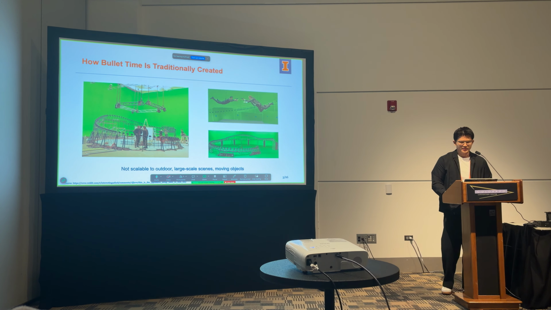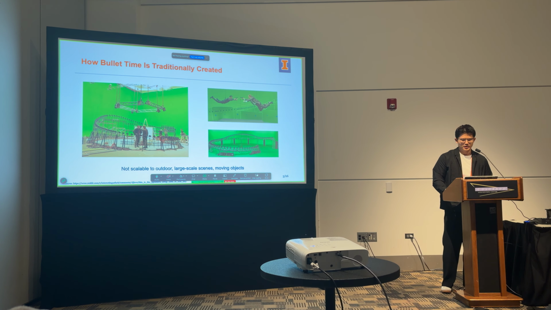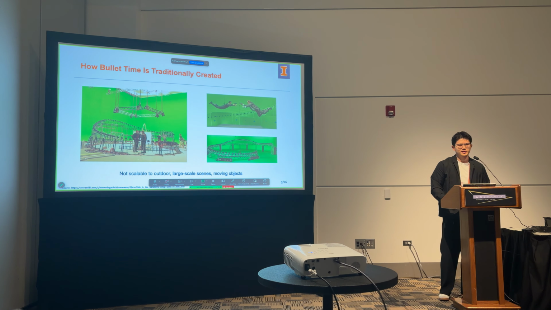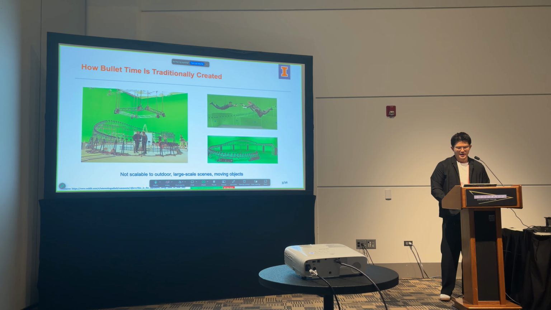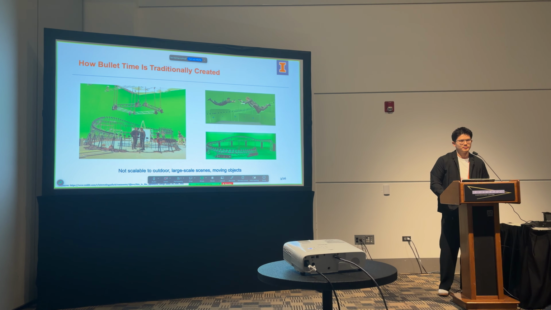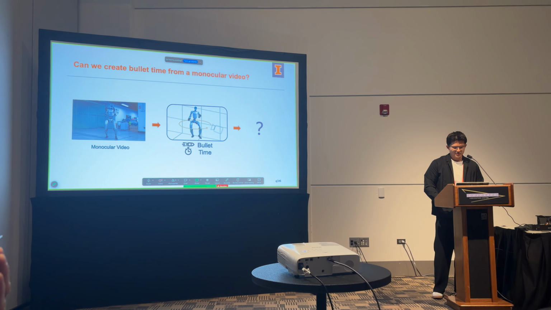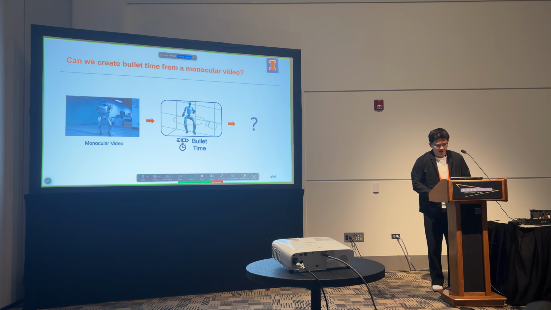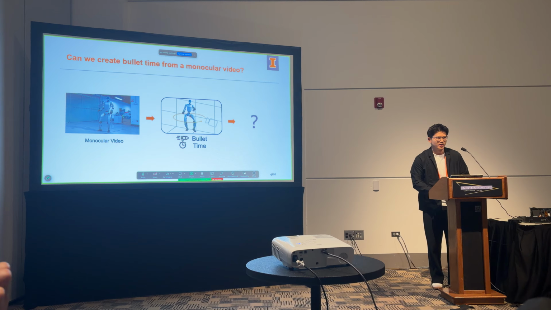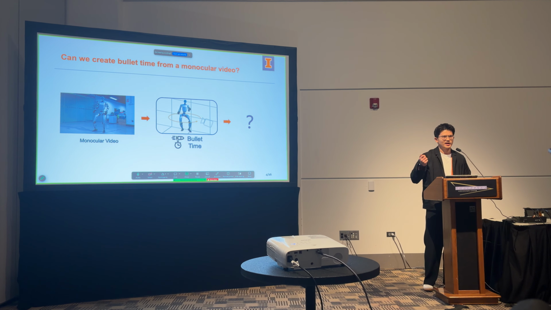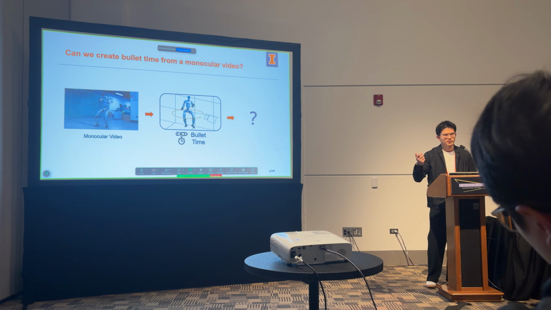The basic idea is to place a dense ring of synchronized cameras around the subject. But this camera ring for bullet time is hard to scale. It is not scalable to outdoor large-scale scenes or moving objects. So this naturally leads to the main question of our work. Can we create bullet time from just a monocular video? Monocular videos are quite easy to obtain from your daily life. You can shoot everything with your phone.